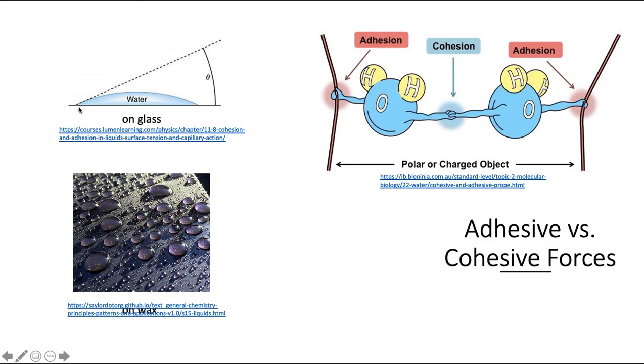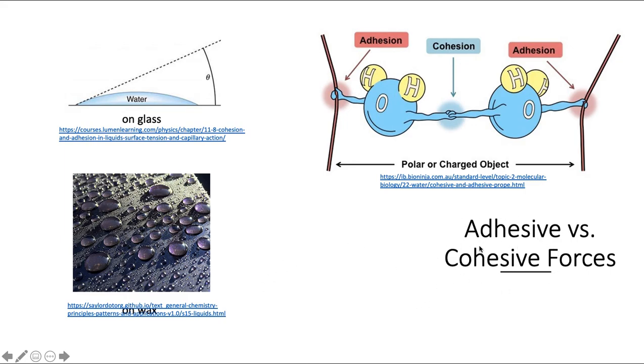Here's water on glass. You can see that it forms this arc and not a bead because water molecules like to interact with glass molecules. Glass is a polar object, and it has a lot of places where water can interact and form hydrogen bonding. So the adhesive forces between water molecules and glass molecules are stronger than the cohesive forces between water molecules. So you'll see the water spread out instead of forming a bead like you do on wax or nonpolar types of compounds. This is the adhesive and cohesive forces and the difference between the two.